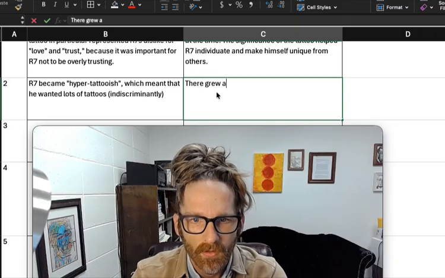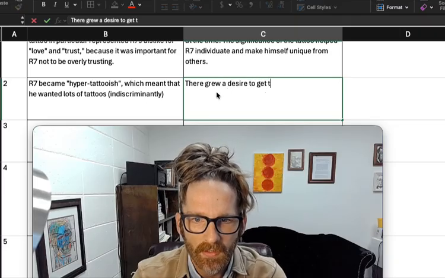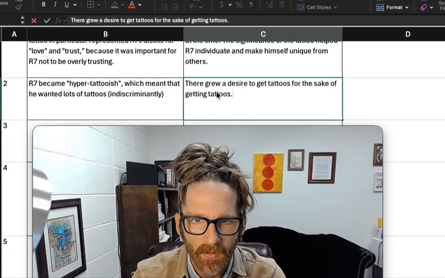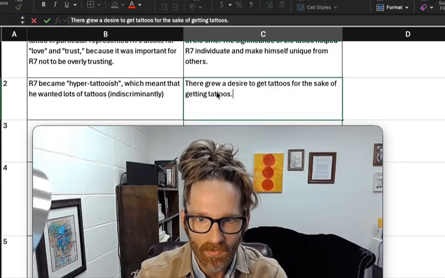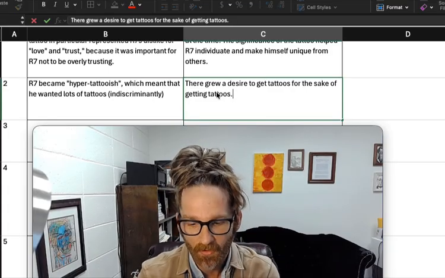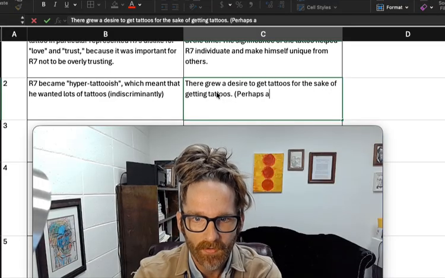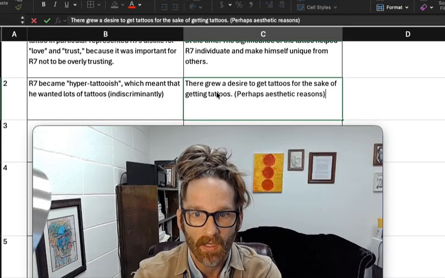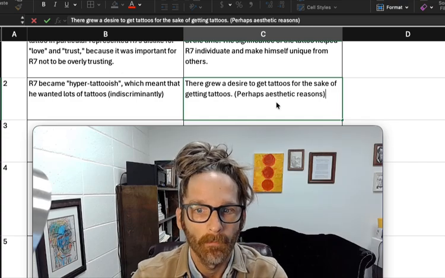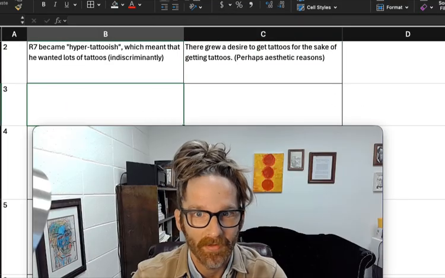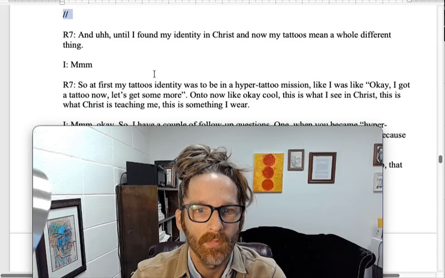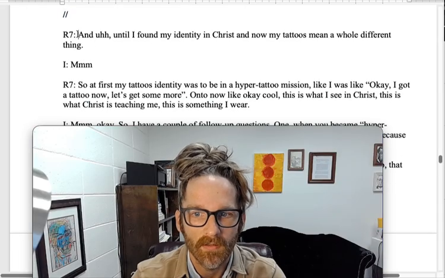There grew a desire to get tattoos for the sake of getting tattoos. There was something about having lots of tattoos that R7 identified with. And they don't have to have any sort of significance, so we might call that perhaps aesthetic reasons, or this external third-person perspective reason to get tattoos. What will people think about them? And then already, so that was one line, we get into this, suddenly tattoos have a meaning, and that meaning has to do with R7's identity in Christ.